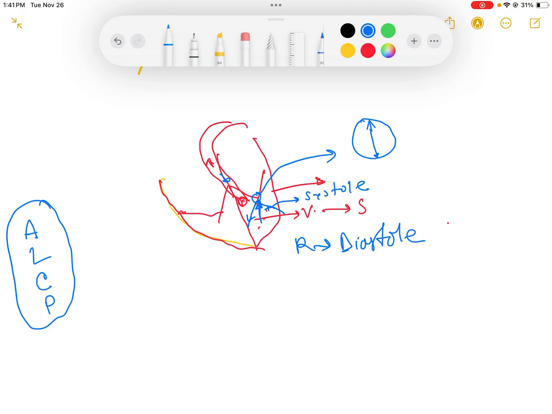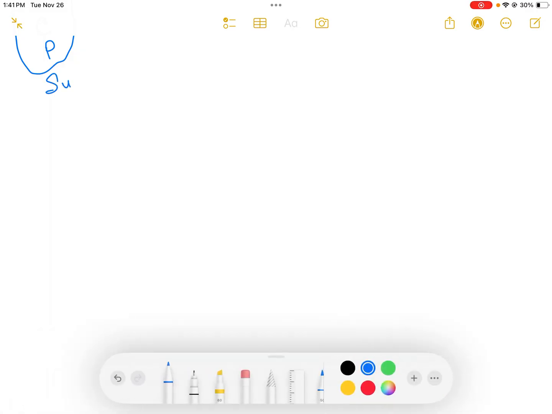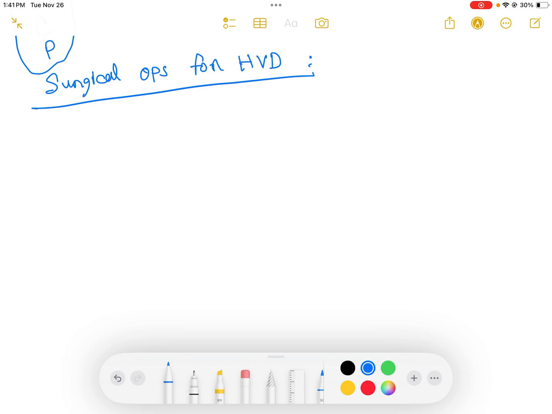Surgical options for heart valve disease. The decision of whether to repair or replace the diseased valve depends on the underlying pathology, the severity of the disease, and the quality and/or involvement of the surrounding supporting structures.